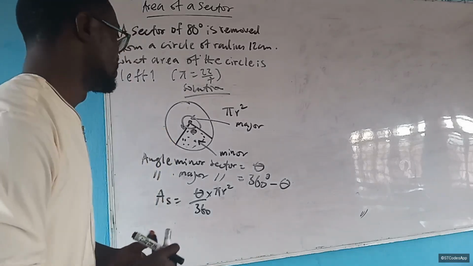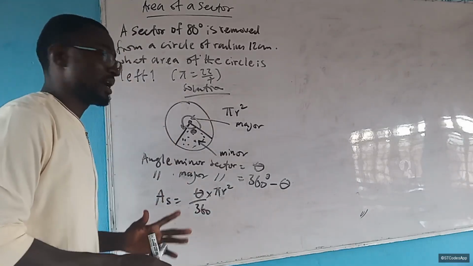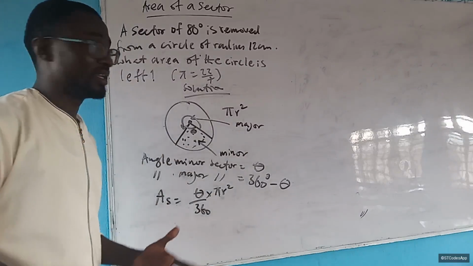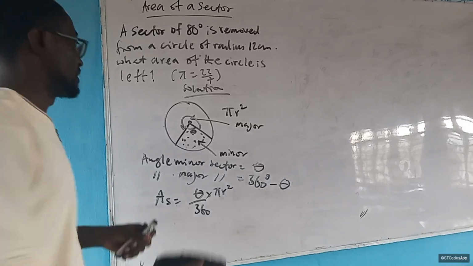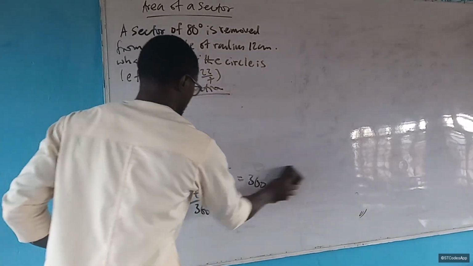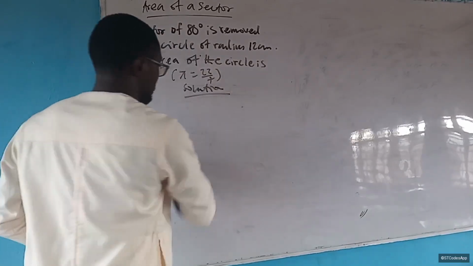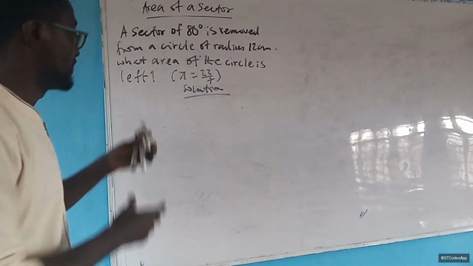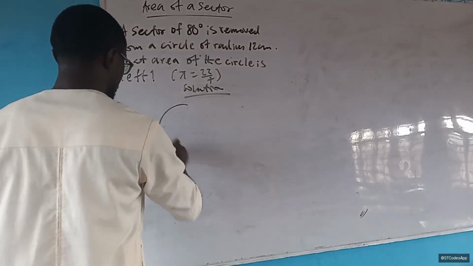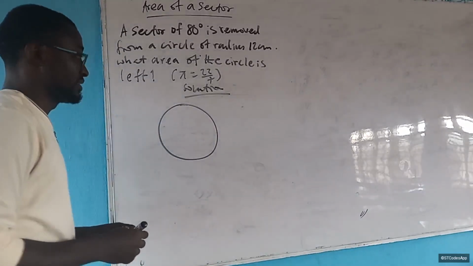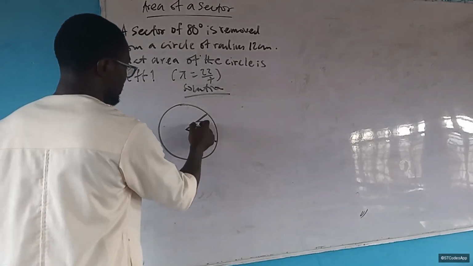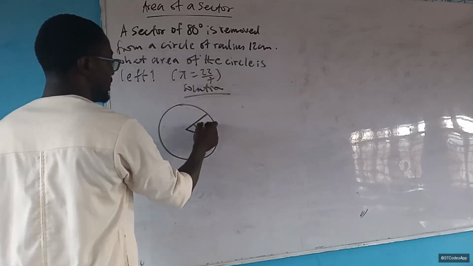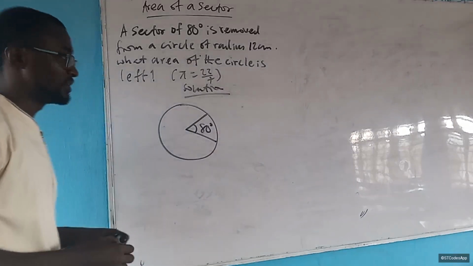Are we together now? So, bearing this in mind and the knowledge we've gained here, let's go and solve this very problem before us. I'm going to show you. Now I'm going to sketch this very question. We are given a circle. Having this circle as it is, we are told that a portion of it from the center here, a portion of it having angle 80 degrees has been cut off.